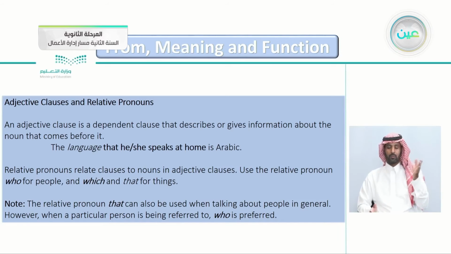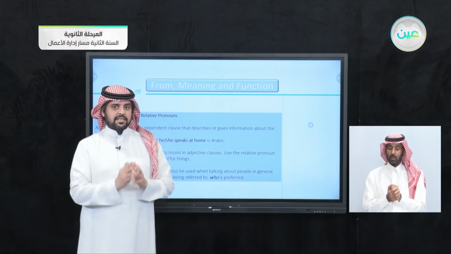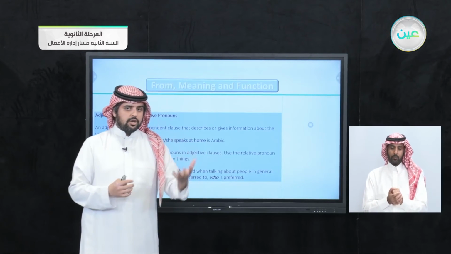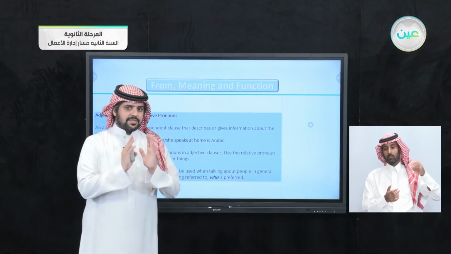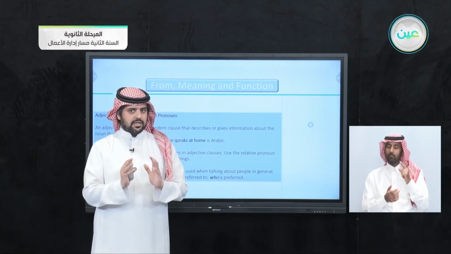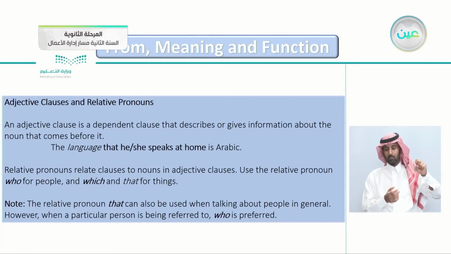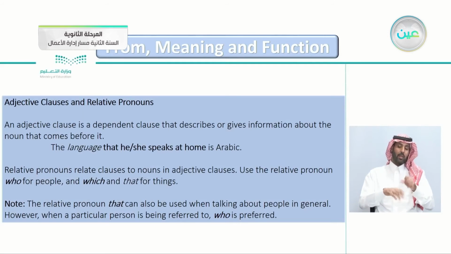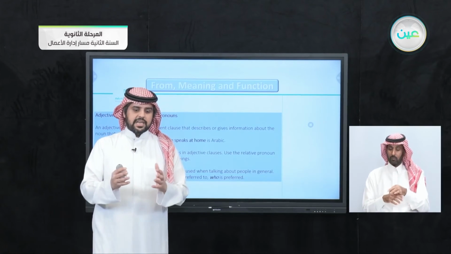Note the relative pronoun "that" can also be used when talking about people in general. So you can use it generally when talking about people. However, when a particular person is being referred to, "who" is preferred. When a particular person by his name is referred to, we prefer "who." "That" is not mistaken. If you use "that," it's not incorrect. But "who" is preferred here when this person is known.